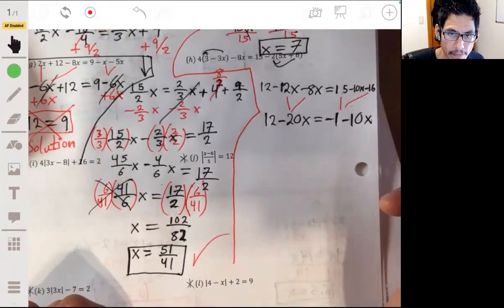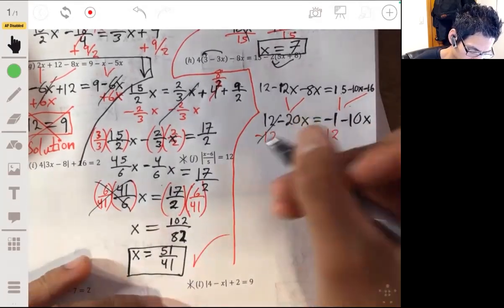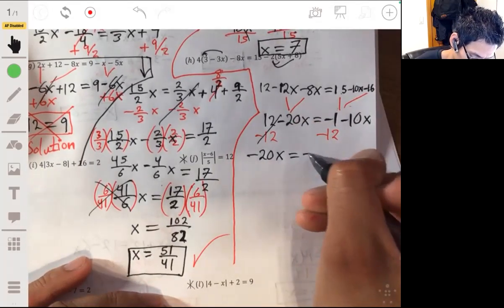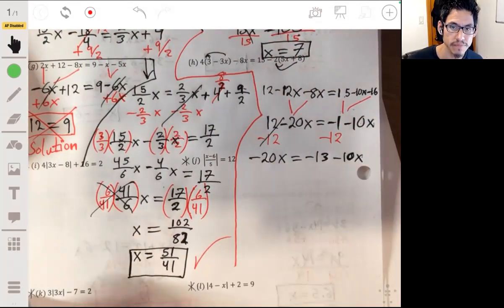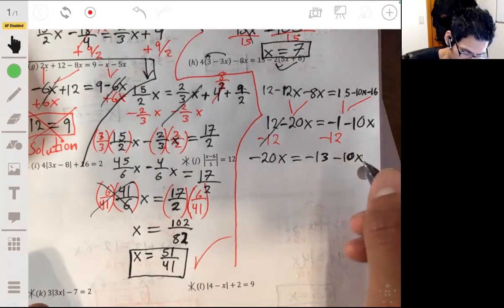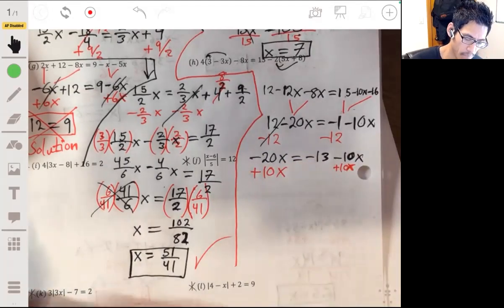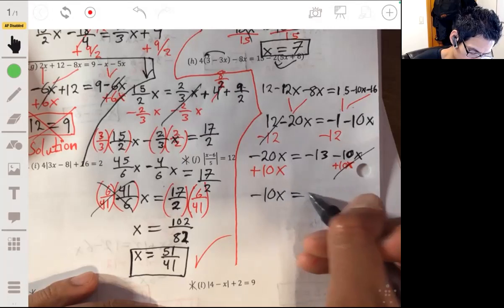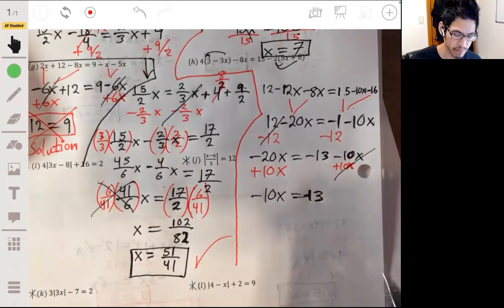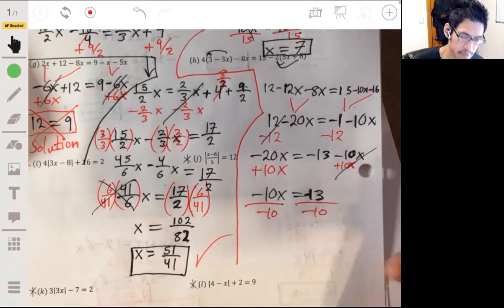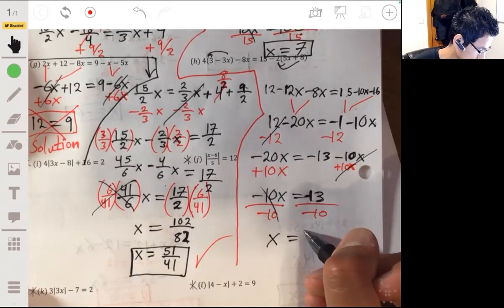Okay. Take away 12 from both sides. We have negative 20x equals negative 13 minus 10x. Add 10x. Negative 10x equals negative 13. Divide both sides by negative 10. We get x is 13 over 10, positive. It's positive 1.3.